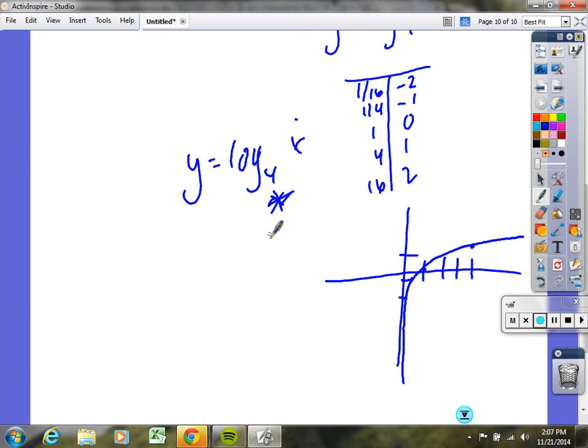Now look, why are these values over in my y value? Because remember, 4 to this power equals this, right? So that's why I put my Fab 5 in the left column, because 4 to the -2 is a 16th. 4 to the -1 is a 4th. 4 to the 0 is 1. 4 to the first is 4. You guys see what I'm doing? 4 to the second is 16. Okay?